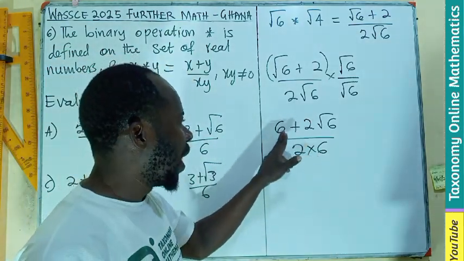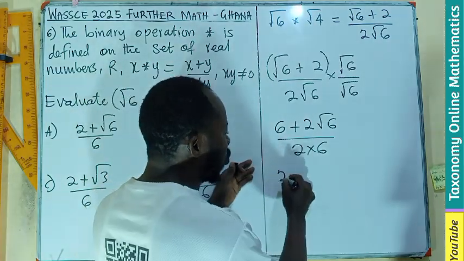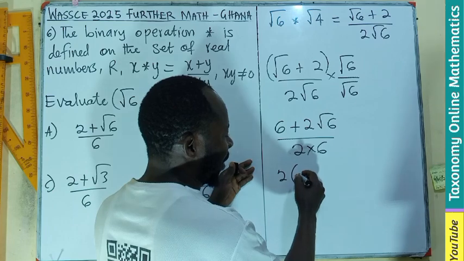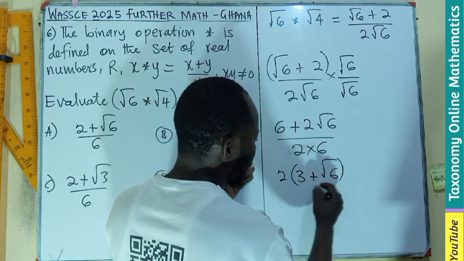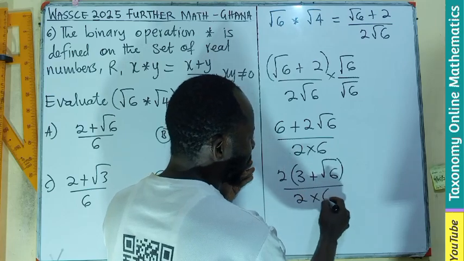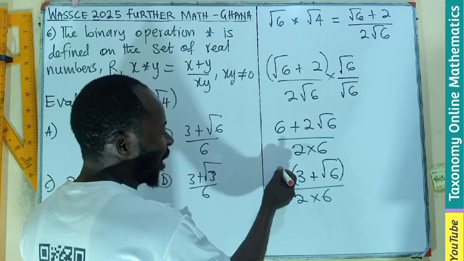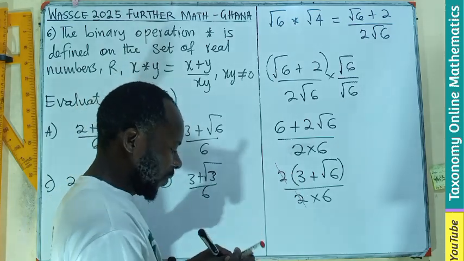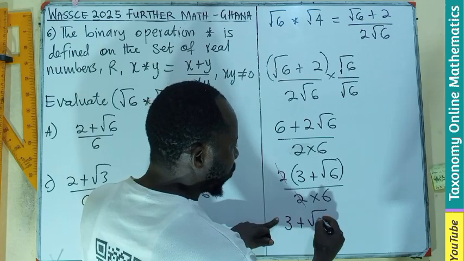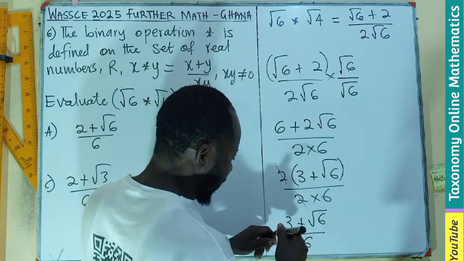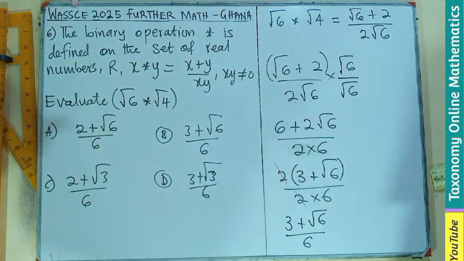But you can see 2 and 6 have something in common as a common factor. So I factorize the 2 out. 2 dividing 6 gives you 3, plus this will be the root of 6, still divided by 2 times 6. But from here you can see that 2 is common in the numerator. So this will cancel this, and I'll be left with only 3 plus the root of 6 divided by 6. And we need to check in the options which one depicts that answer.